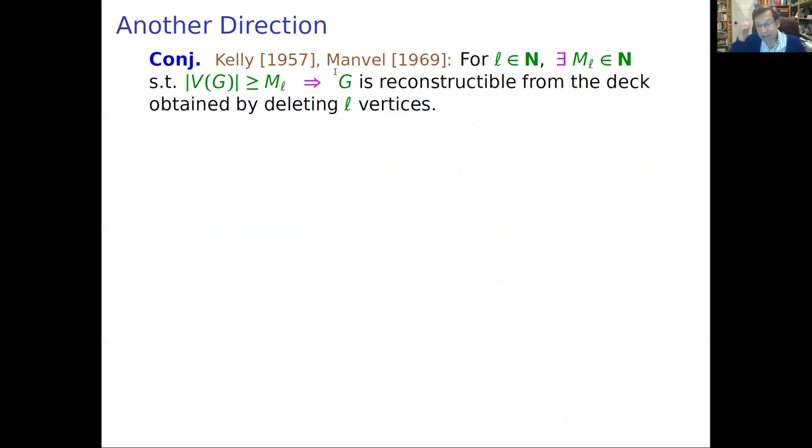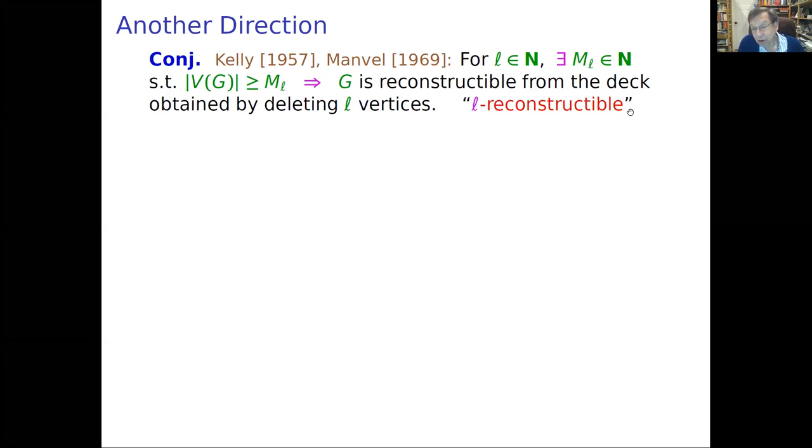Kelly conjectured that for any natural number L, there is some threshold, M sub L, so that all graphs with at least that many vertices will be reconstructible from the deck of cards that you get by deleting L vertices instead of just one vertex. Okay, so this is a more general conjecture than the reconstruction conjecture.